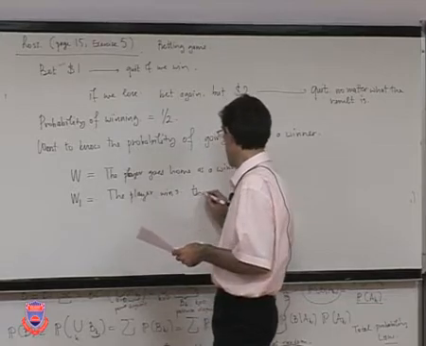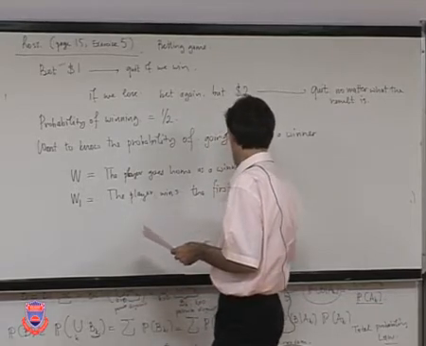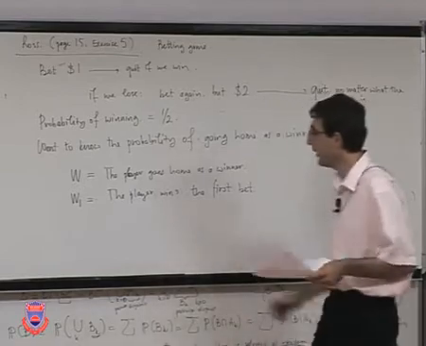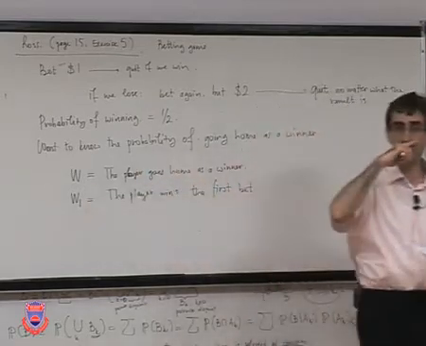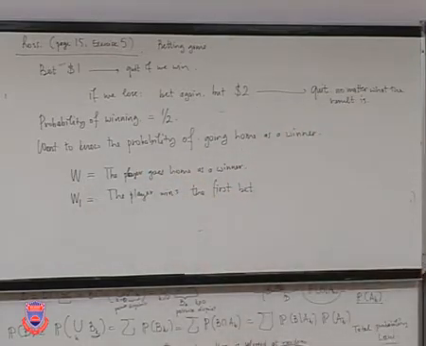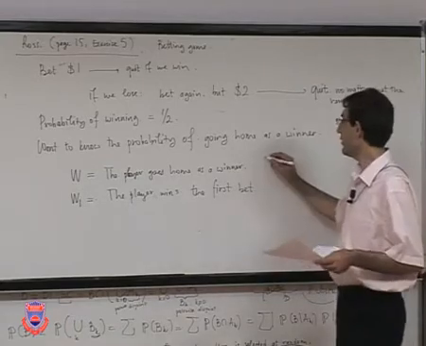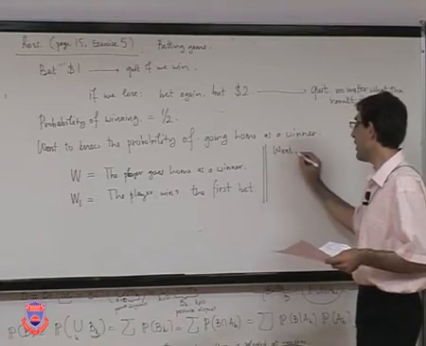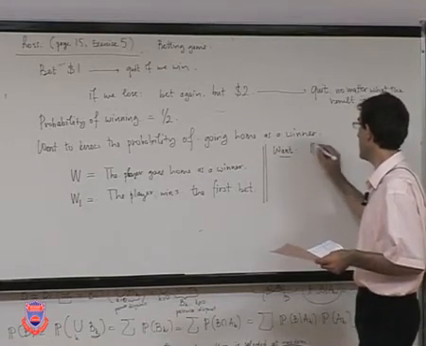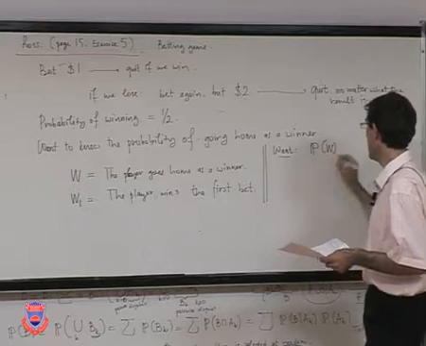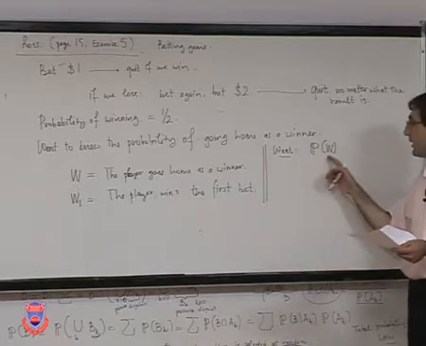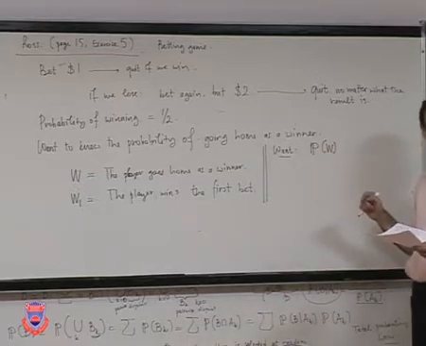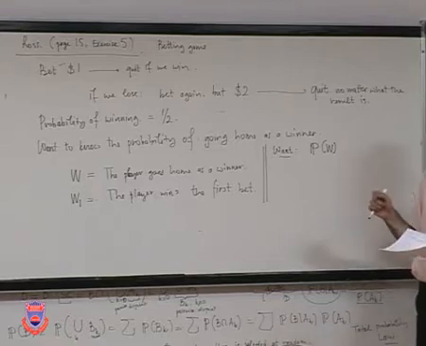wins the first bet, okay? That explains why I put a subscript 1, right? Okay. Perhaps these are enough, right? If I just denote or define these events, what I want can be written as what? I want to calculate the probability that event W happens, right? That's what I want to calculate.